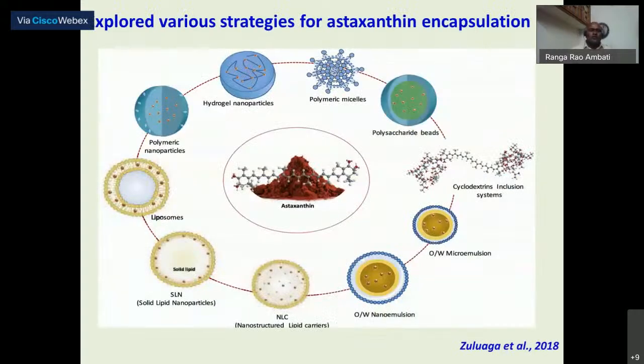Look into the astaxanthin here. The trend now is that people are looking into astaxanthin because it has more applications in terms of biological aspects. For the encapsulation process, people use hydrogel nanoparticles, polymeric micelles, polysaccharide beads, cyclodextrin, water and oil emulsions, polysaccharide liposomes, and polymeric nanomaterials. These are used in various processes for encapsulating astaxanthin. Next slide, please.